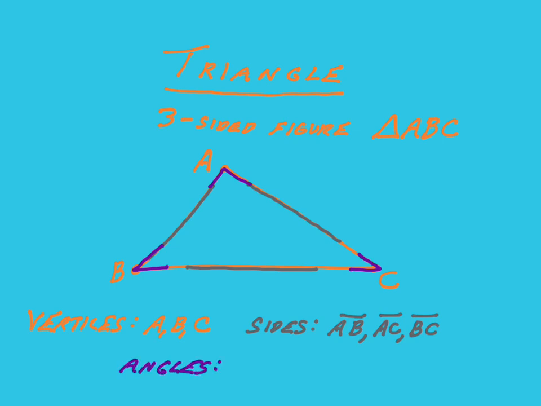So the angles, yes, we can name the angles angle A, angle B, and angle C, but let's practice for a moment. This angle down here would be angle ABC or CBA. The angle up top could be angle CAB, and the angle down below could be called angle BCA. So a triangle is a three-sided polygon named with its vertices. It has three sides and three angles.